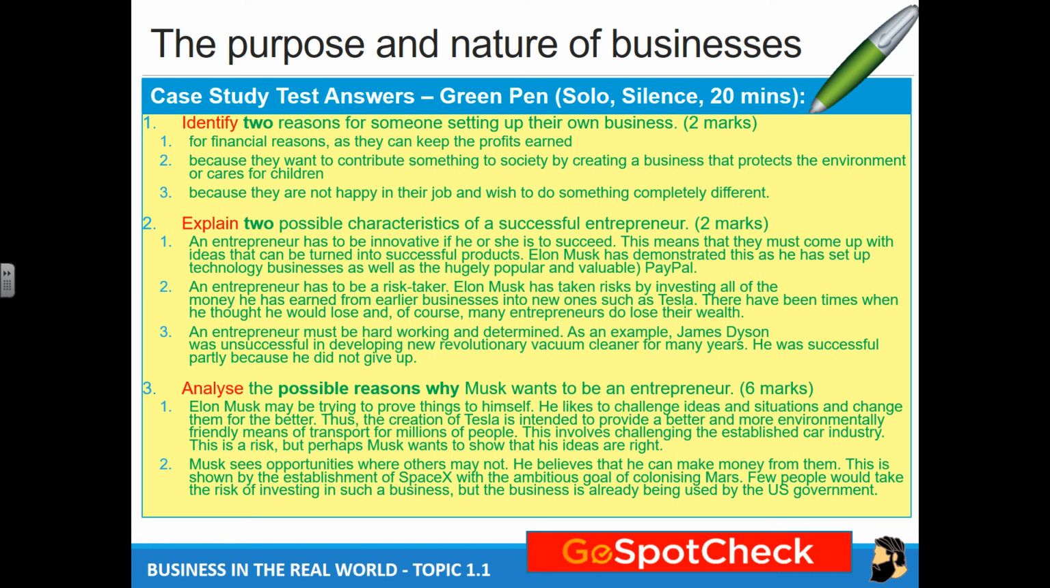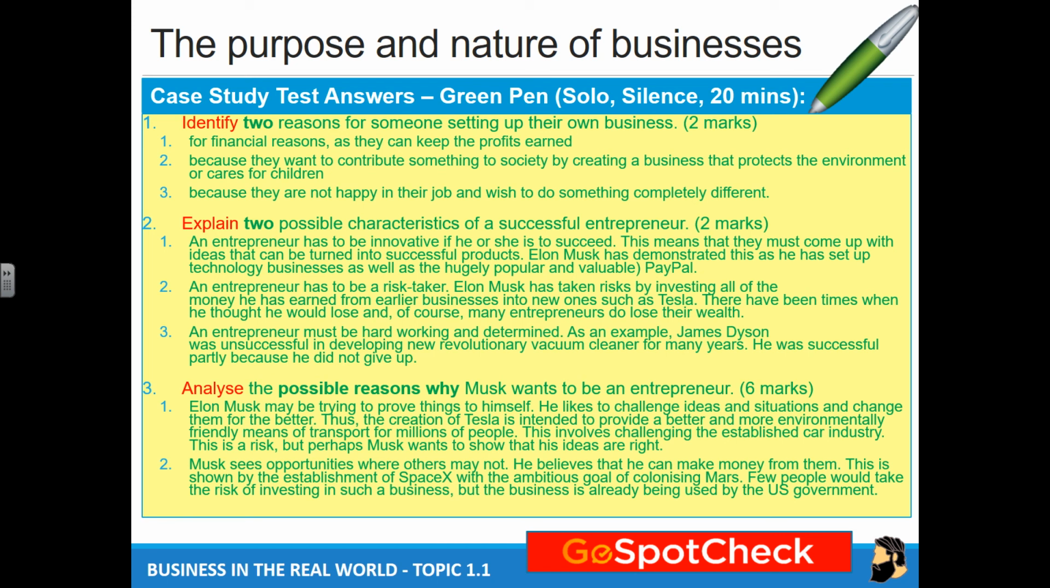He likes to challenge ideas and situations and change them for the better. Thus, the creation of Tesla is intended to provide a better and more environmentally friendly means of transport for millions of people. This involves challenging the established car industry. This is a risk, but perhaps Musk wants to show that his ideas are right. So maybe he's doing it because he believes in it, not just about making money. That's just a byproduct. Who knows? Only he knows, and God knows what's in his mind.